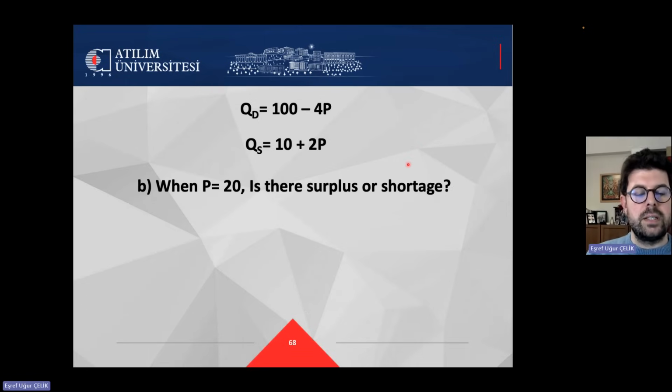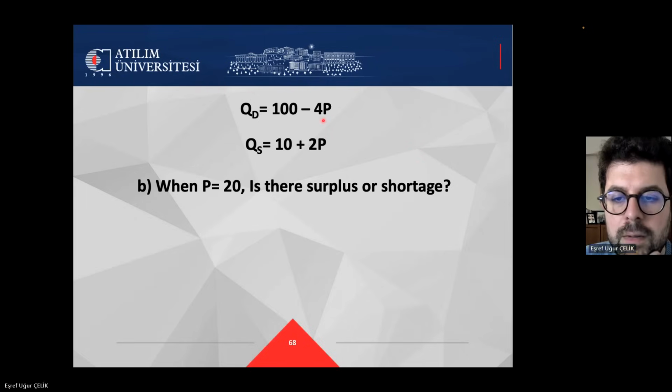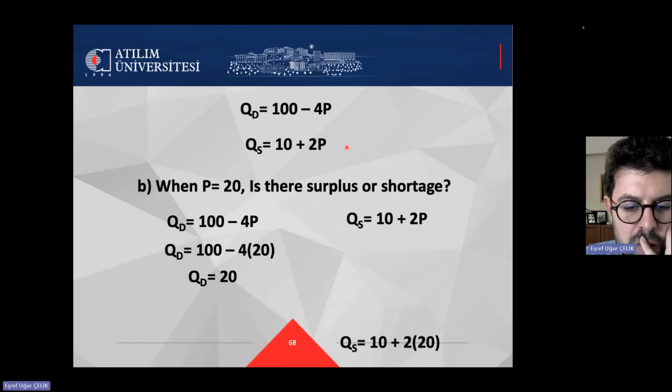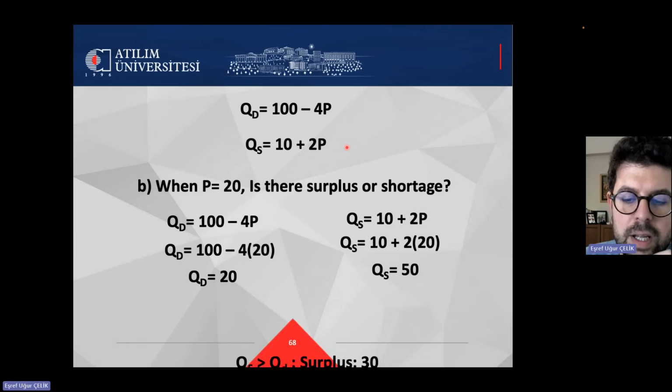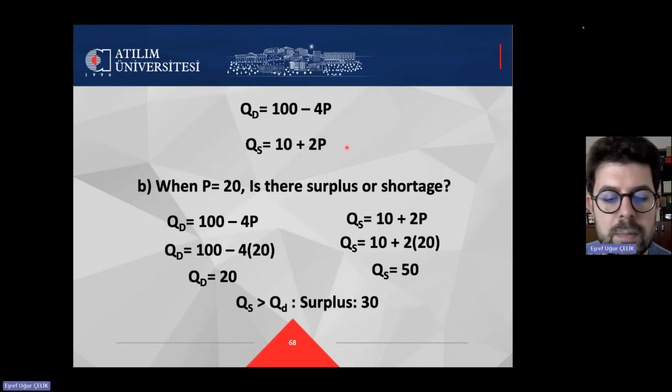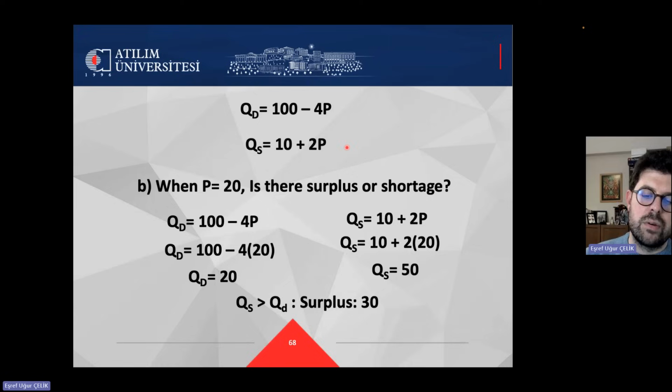And for part B, they said that when the price is equal to 20, can it happen? We can put 20 into both equations, then see the quantity demanded and supplied, and which one is greater, to show the answer. So quantity demanded is 20 and quantity supplied is 50. As you see, quantity supplied is greater than quantity demanded. That's called a surplus. When we take the difference with absolute terms, it gives how much the surplus is, and that is equal to 30.